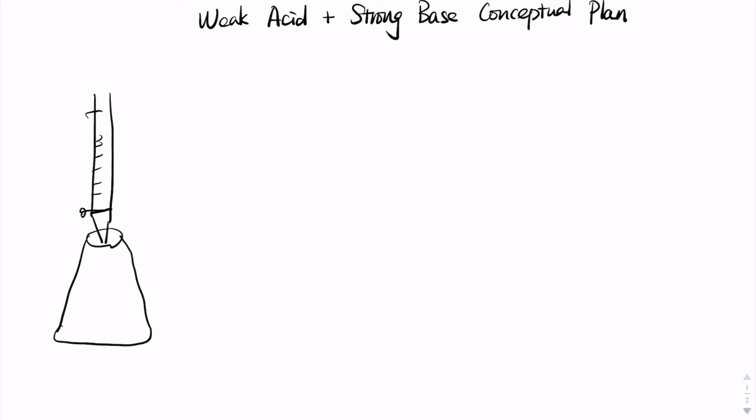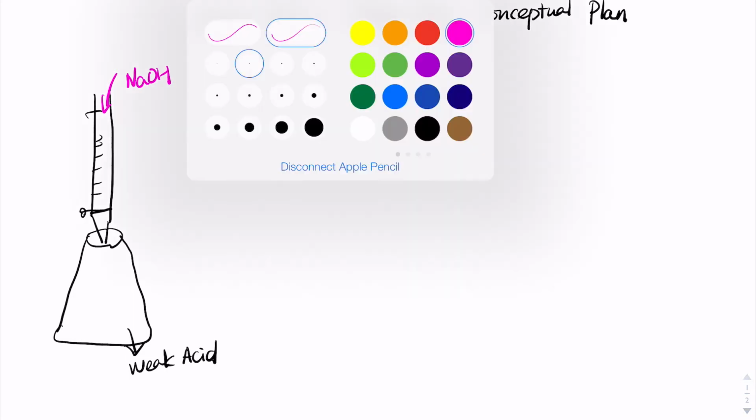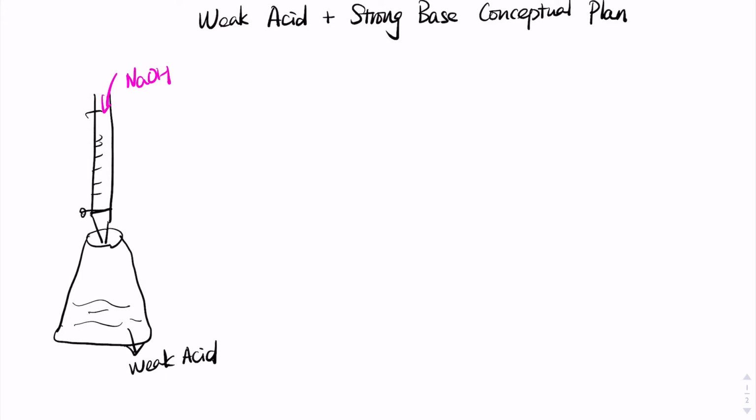Again, in this case, you will have your weak acid in the Erlenmeyer flask, and then you have your strong base here. In this case, just say I'm going to use sodium hydroxide, okay? And then again, we're going to have 4 different stages of this titration. So the first one will be the initial. So initial, what do you have?